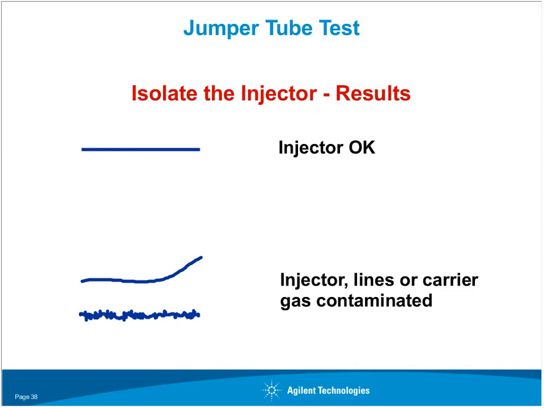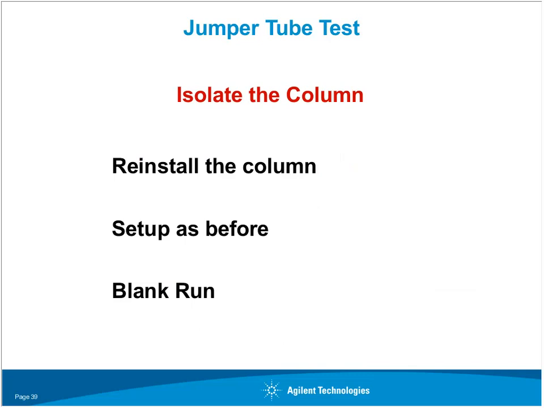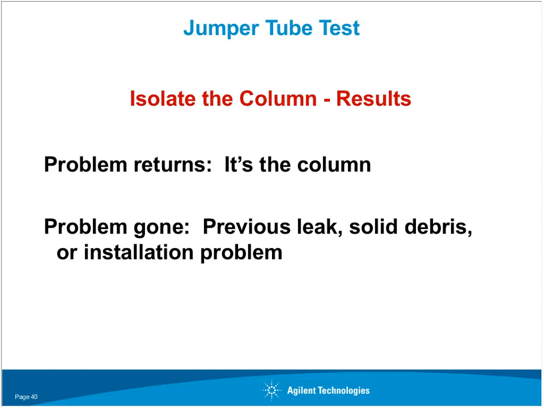Okay? Moving forward. So let's do a jumper tube test to isolate the column. We reinstall the column, set up as before, and do a blank run. If the problem returns, because with our previous tests we made sure the inlet was okay and the detector was okay, then when we put the column back in, it's got to be the column. If the problem's gone, it must have previously been a leak, solid debris, or an installation problem.